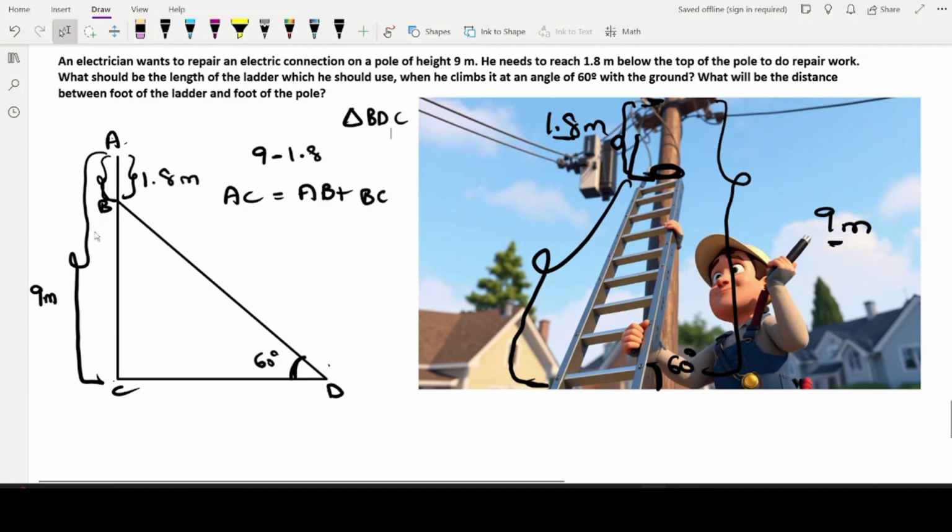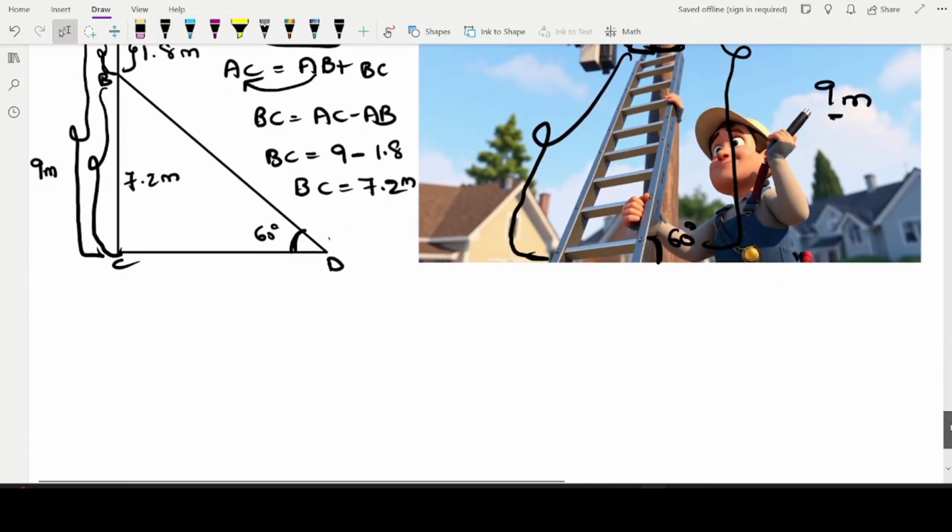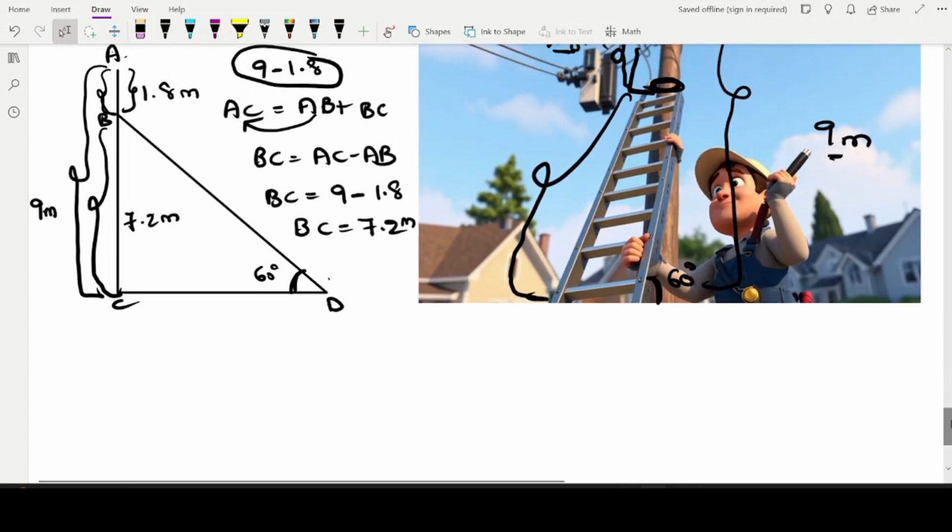For triangle BDC, you require only the length of the BC. So when you shift the AB to the other side, that becomes BC equals to AC minus AB. BC equals to, what is AC? 9 minus what is AB? 1.8. So BC becomes 9 minus 1.8 is 7.2 meters. So what would be the length of the BC? That would be 7.2 meters. I hope you are clear on the question. Now let us start the solution in triangle BDC.